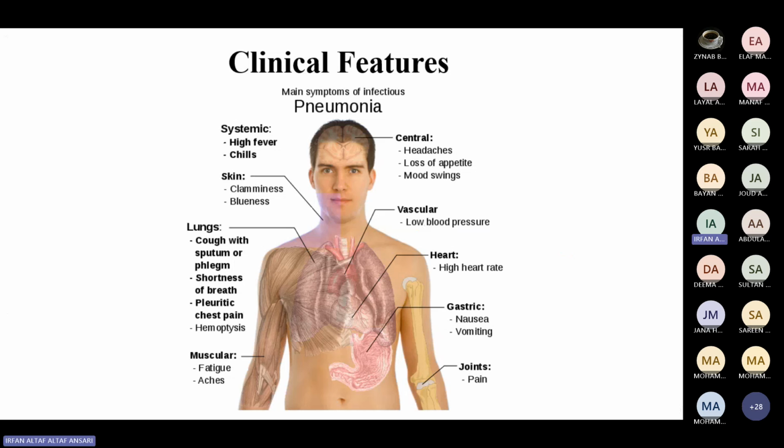So what are the clinical features of pneumonia? What are the main symptoms? One of the commonest symptoms of pneumonia is high fever, cough, and sputum production. If any person comes with this and it's not responding, you need to look for an X-ray and rule out pneumonia. So we have systemic high fever, chills, cough with sputum or phlegm. Phlegm is nothing but very purulent sputum, shortness of breath, pleuritic chest pain.